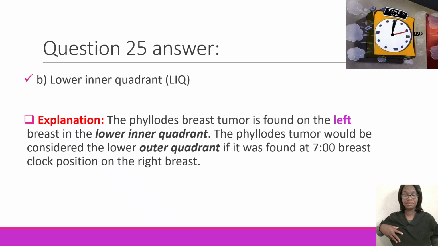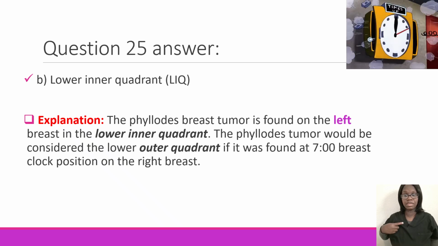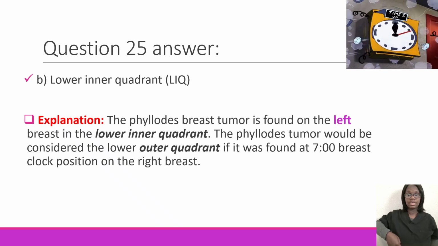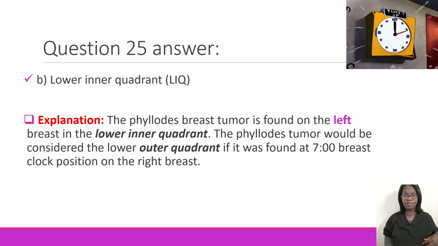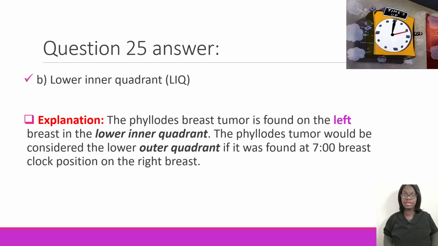this is my right breast. So it's probably going to be confusing, but 12, 3, because this is the middle, 6, 7. So this is the outer quadrant, lower outer quadrant. On the left breast, 12, 3, 6, and 7, which would be the inner quadrant. So that's how you can determine that.